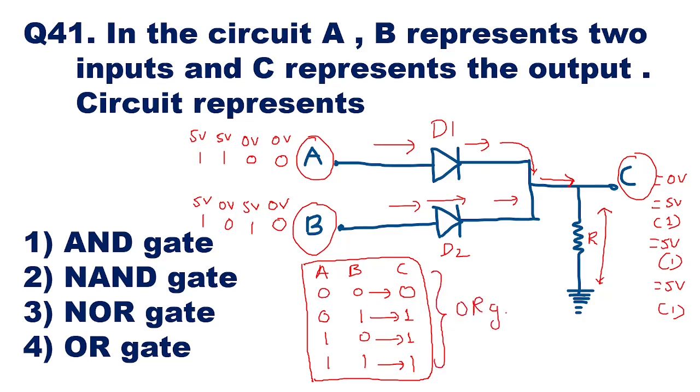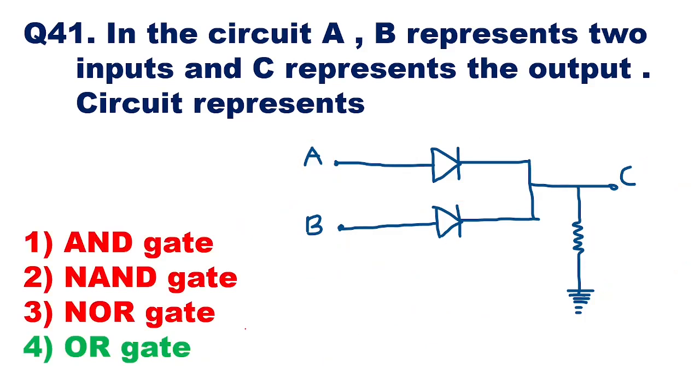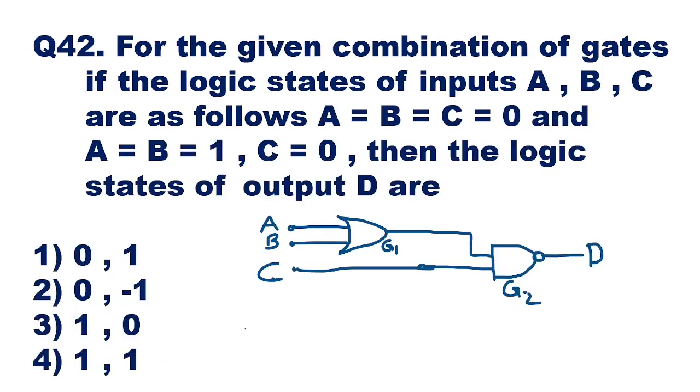This definition is for OR gate, and therefore out of these 4 options, the option 4th will be the right answer, that is OR gate. So here you can see option 4, OR gate, is the right answer. Then we'll go to the next question, question number 42.